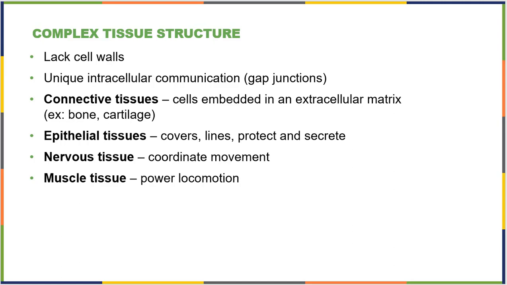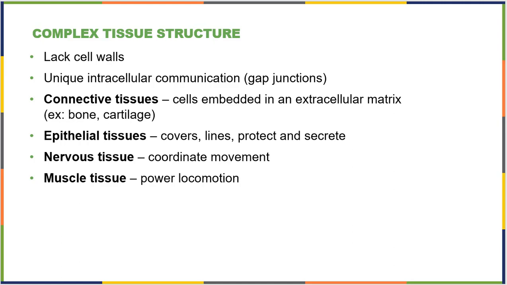Our tissues can be divided into 4 categories. Connective tissues are any cells that are embedded in an ECM, an extracellular matrix. So bone, cartilage, blood, those are all connective tissues. Your epithelial tissue, that's any tissue that lines or covers, protects, or secretes. So if I line the inside of an organ, I line the inside of your mouth, I protect the outside of your body, or I'm secreting something like sweat or a hormone product, those cells are epithelial cells, and together they make up epithelial tissue.